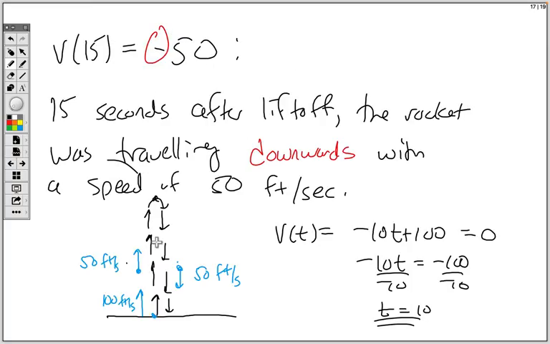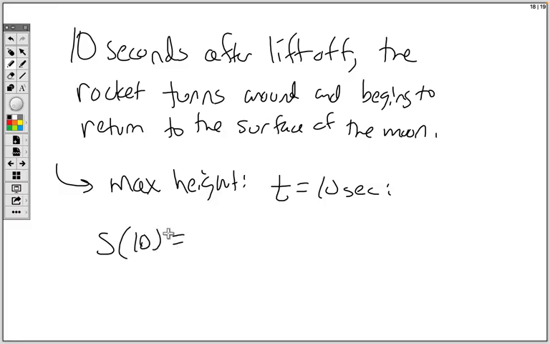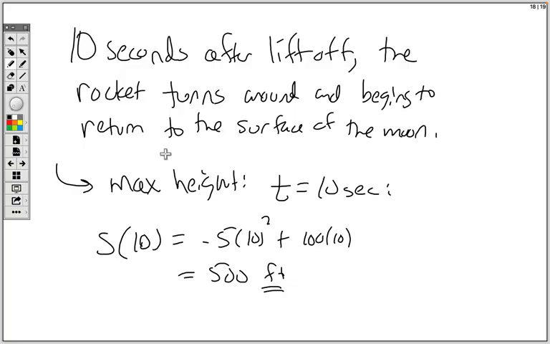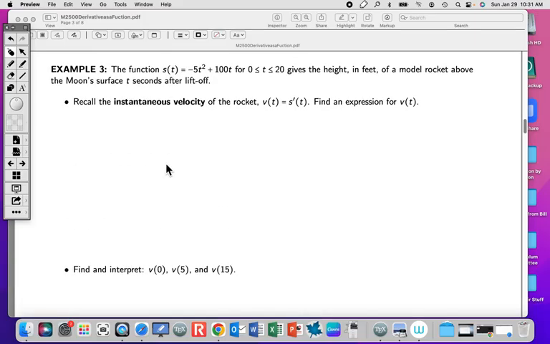So if we think about it, ostensibly that's where the maximum height of the rocket is going to be. So the max height should happen when t equals 10 seconds. And so we could actually plug that in to s of t. So this would be negative 500 plus 1,000, so 500 feet would actually be the maximum height. So that's a way we could find the maximum height of the rocket. So that's it for example 3.